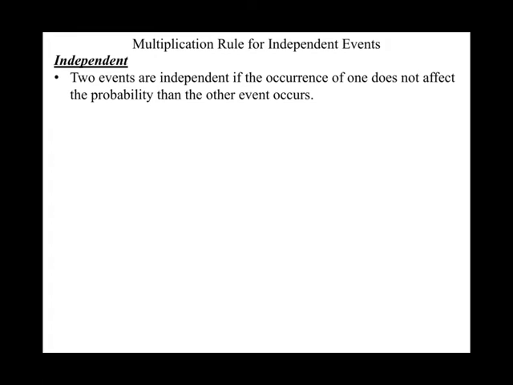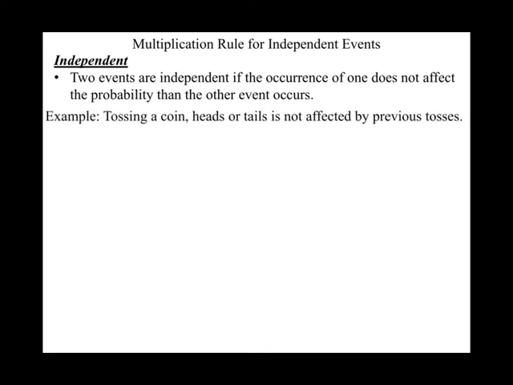How can we apply the multiplication rule? Before we use the formula, we need to know what independent events and dependent events are. So what is independent? Two events are independent if the occurrence of one does not affect the probability that the other event occurs. For example, tossing a coin, heads or tails, is not affected by the previous toss.